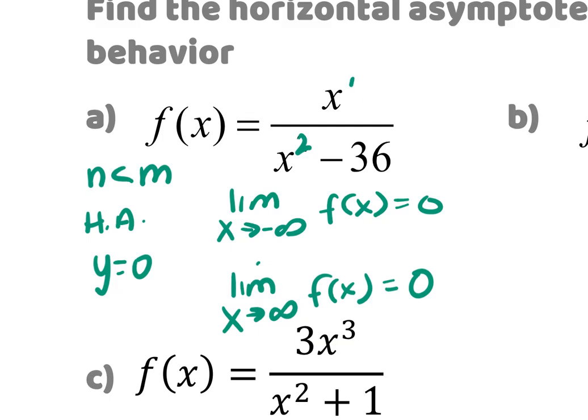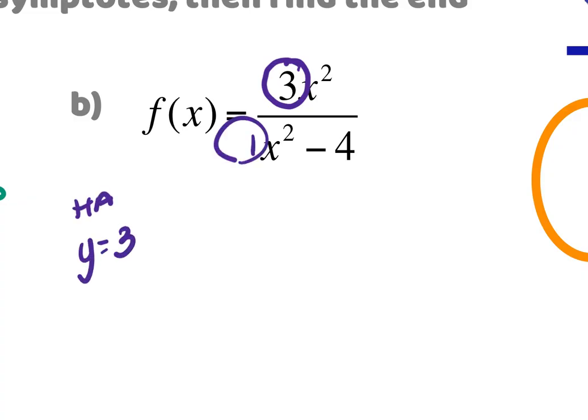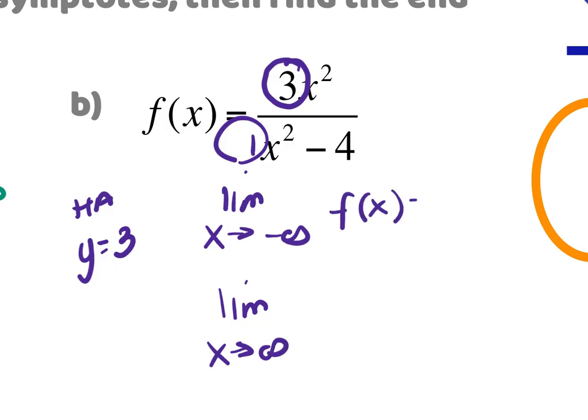Go to B. Highest exponent in the top: 2. Highest exponent in the bottom: 2. What's the relationship? They're the same. So what do we do that time? Grab the leading coefficient. Leading coefficient in the top is 3. Leading coefficient in the bottom? 1. So the horizontal asymptote is at y equals 3 over 1, which is 3. And the limit as x goes to negative infinity and the limit as x goes to positive infinity are both 3.